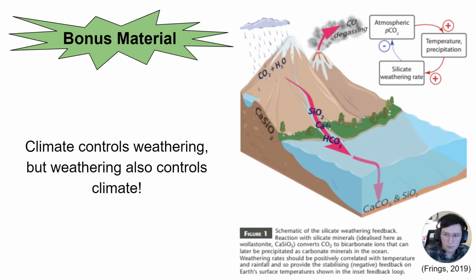Okay, bonus material. So climate controls weathering, but weathering also controls climate. Here we have a schematic from a cool paper that was looking at paleo weathering, but it describes the feedback loop between weathering and climate. We know that hotter and wetter climates should increase weathering rates, and so they will weather more things like silicates, which here you can see is idealized as wollastonite, CaSiO3.